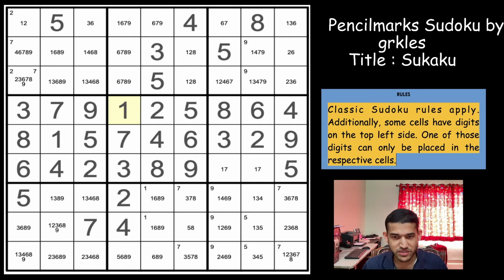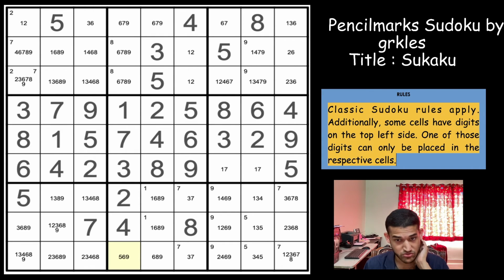So that 5 gives me 8. So this is not 8. It's not a 5. So 3 7 pair, which means this becomes 1 2. There is no 1 here. 6 7 9, so 8 goes here. That's not 8.